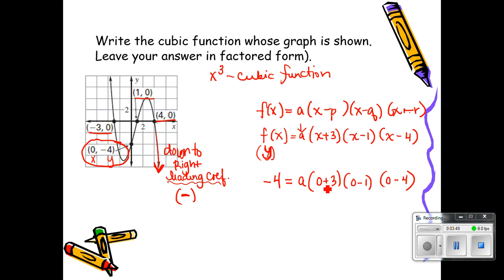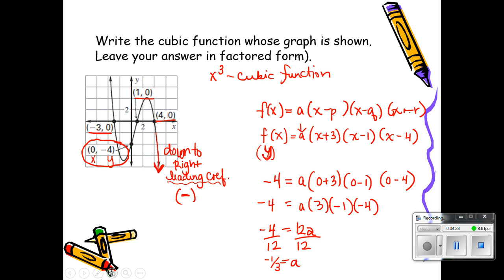So, order of operations: 0 plus 3 is 3, so a times 3. 0 minus 1 is -1, and 0 minus 4 is -4. Now I can go ahead and multiply all those together. 3 times -1 is -3, times -4 is 12. So this would be 12a is equal to -4. Divide both sides by 12, and I get a is equal to -1/3. Oh, look at that, the leading coefficient is negative.